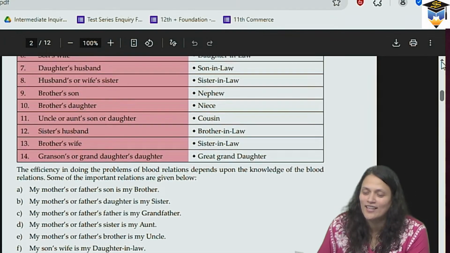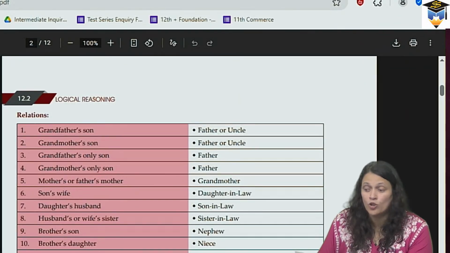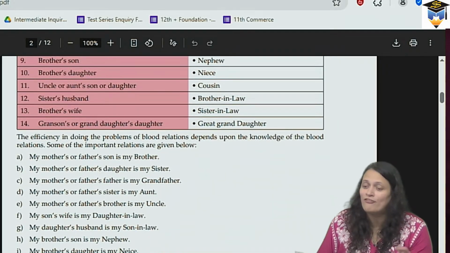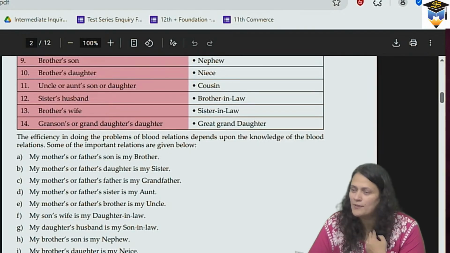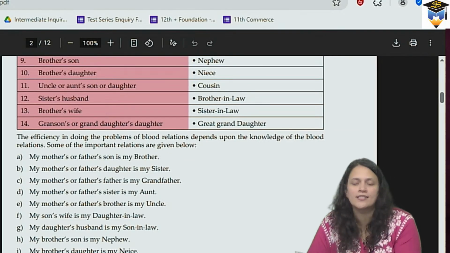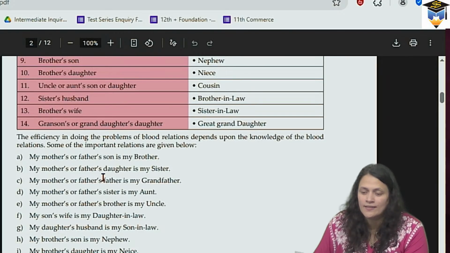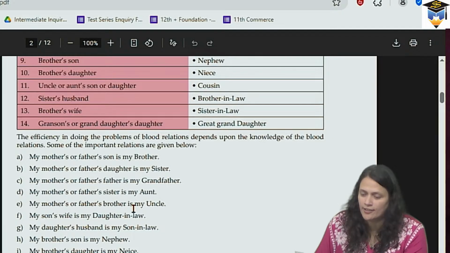All right. So now this is very easy. Now see, look at the wordings. Now they will change the wordings. My mother's or father's son is my brother. My mother's or father's daughter is my sister. My mother or father's father is grandfather. Mother or father's sister is aunt. My mother or father's brother is my uncle.